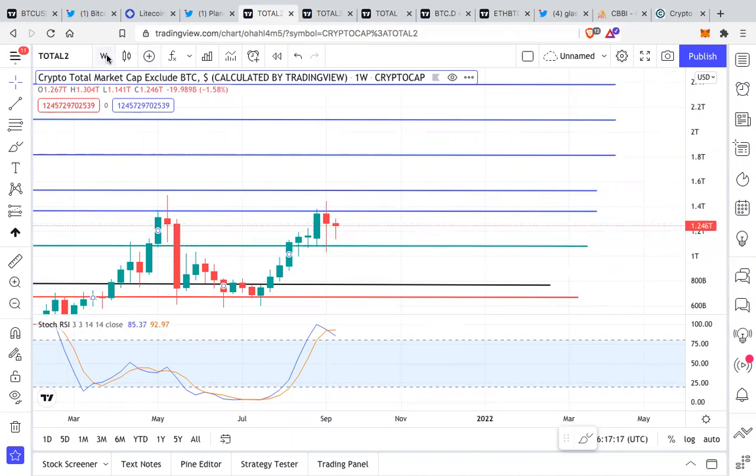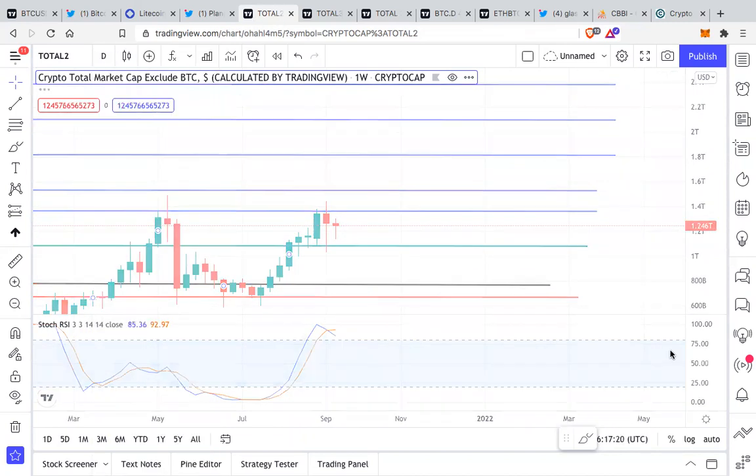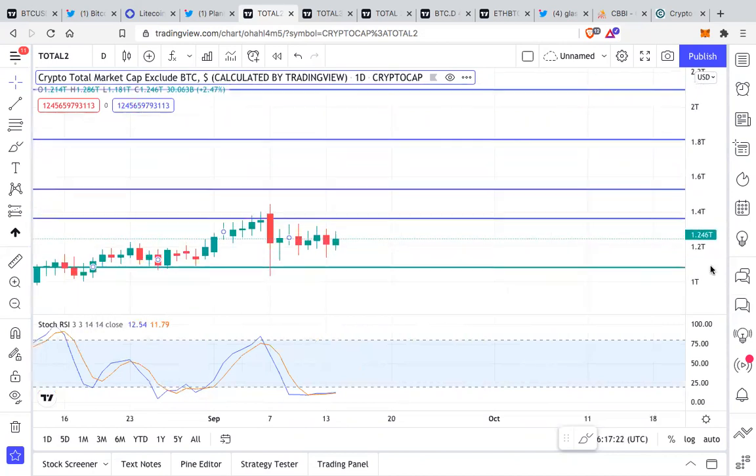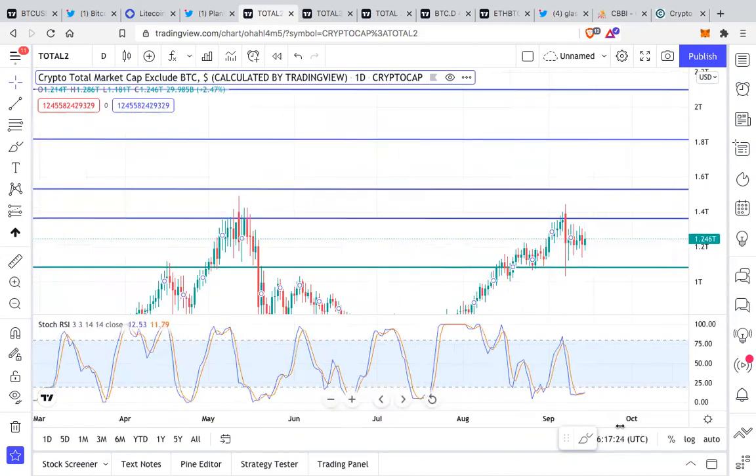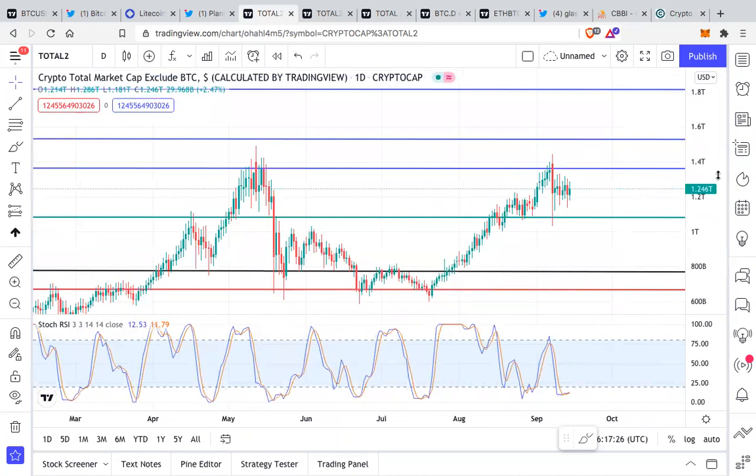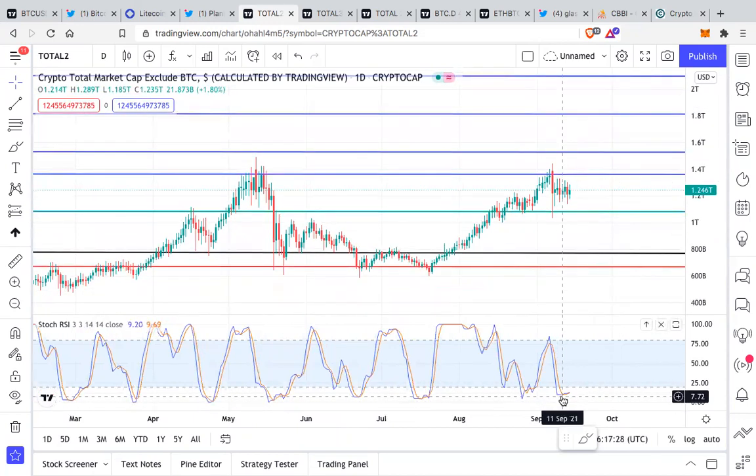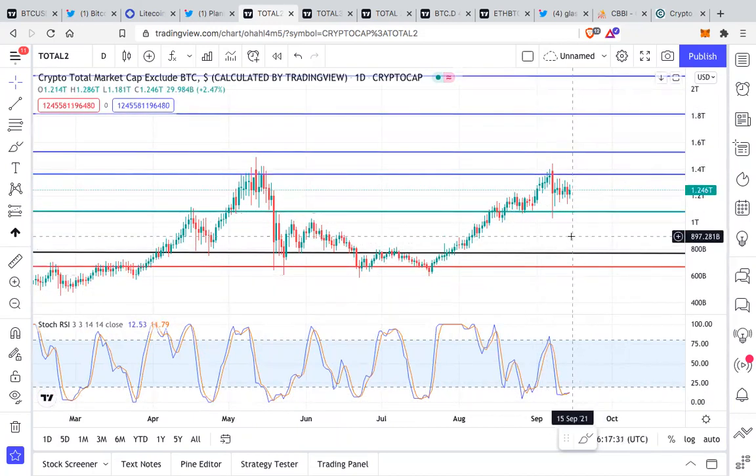So if we go on the total altcoin market cap, excluding Bitcoin, the market is looking extremely healthy. Look at this on the daily. The Stoch RSI is almost at zero. So this is one of the great times to accumulate all the solid projects.